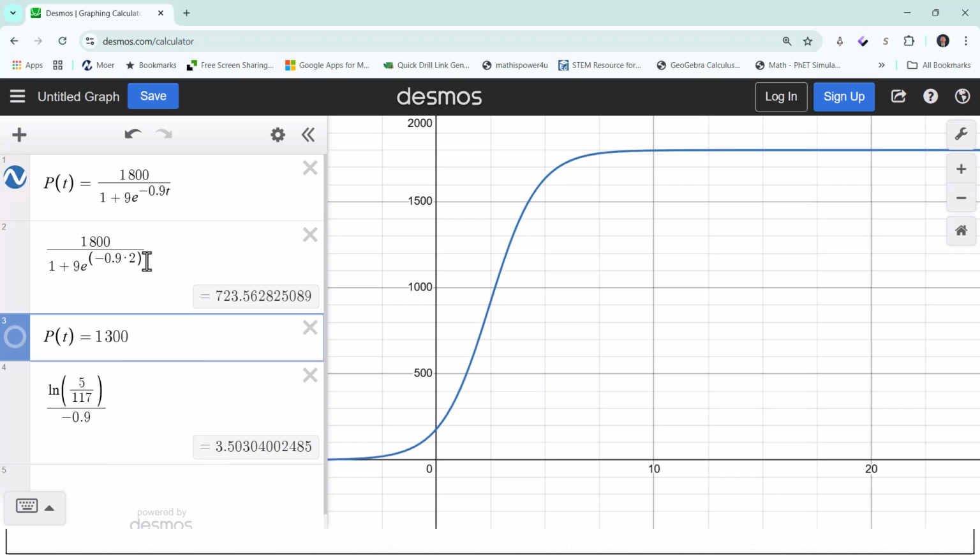In cell 2, I've entered P of 2. Notice I left the exponent as a product. To do this, though, we do need the exponent in parentheses. Otherwise, the times 2 would not be in the exponent position. Rounding to the nearest whole number, we have 724 fish.